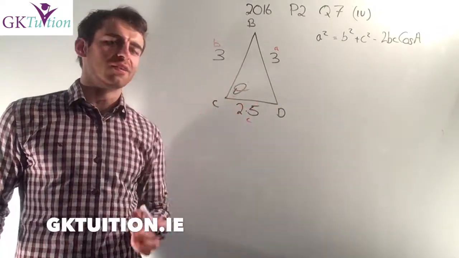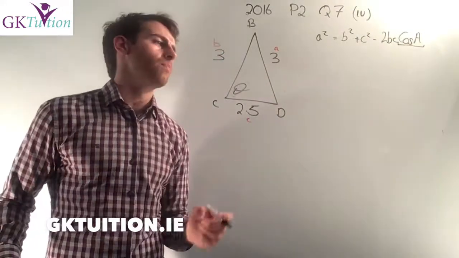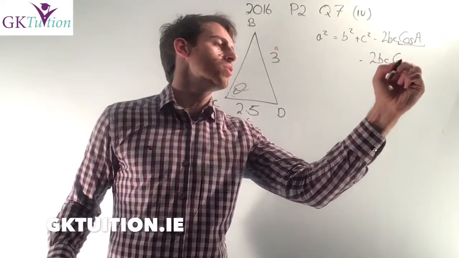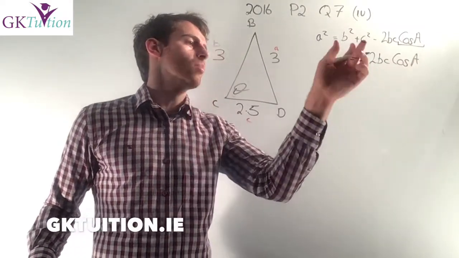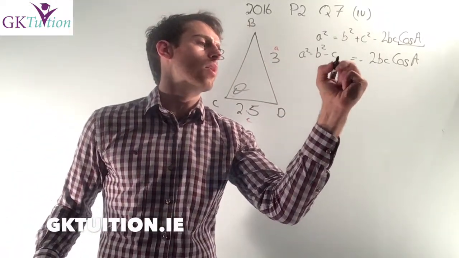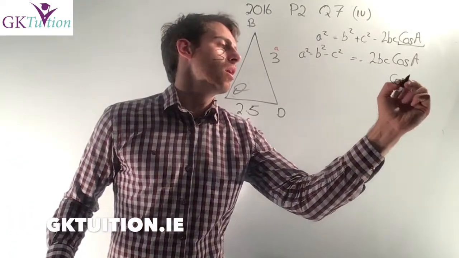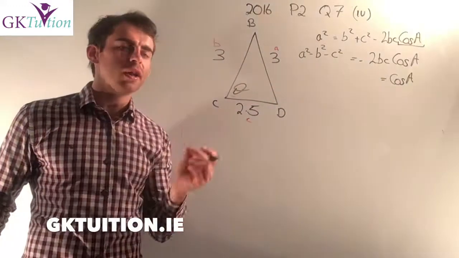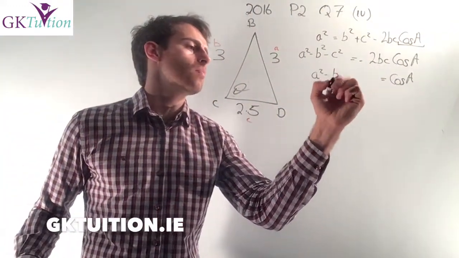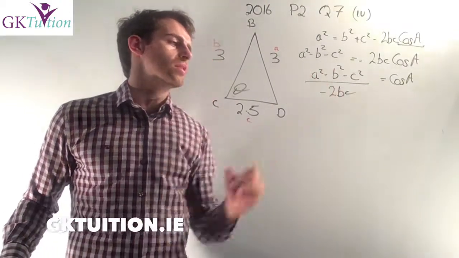I want to find the angle theta, which means I want to rewrite my formula isolating cos A. So if I just want to have minus 2bc cos A on the right, then I bring these 2 terms to the other side, so it becomes a squared minus b squared minus c squared. Now if I want to get cos A on its own, I'm just going to divide both sides by minus 2bc. If I divide both sides by minus 2bc, the left is a squared minus b squared minus c squared over minus 2bc.